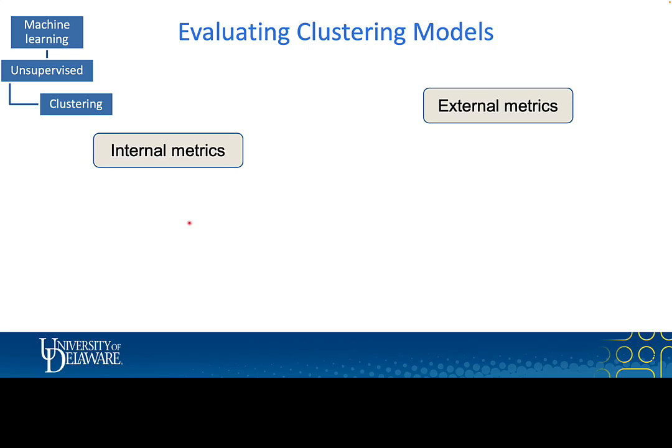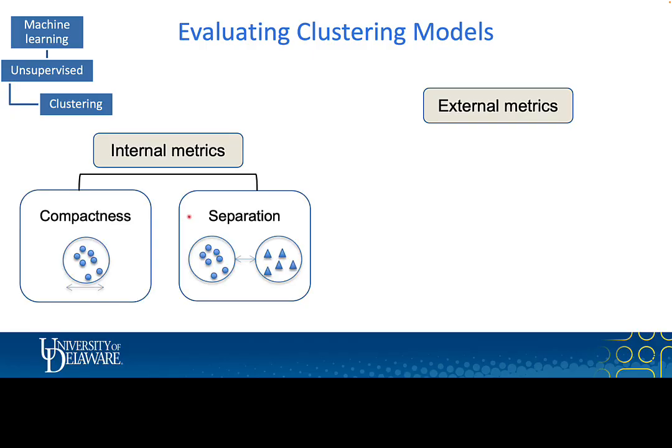In terms of evaluating clustering models, which are a type of unsupervised learning, we use two types of metrics, internal metrics and external metrics. Internal metrics are used to evaluate the quality of clustering without reference to external data. They measure the cohesion within clusters and the separation between them. So we look at how compact the clusters are and how well separated they are. These are internal metrics that solely rely on the data.